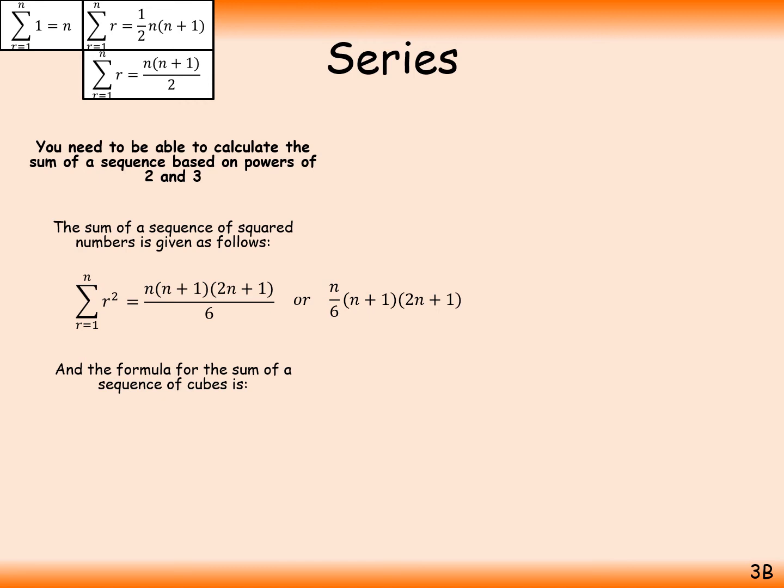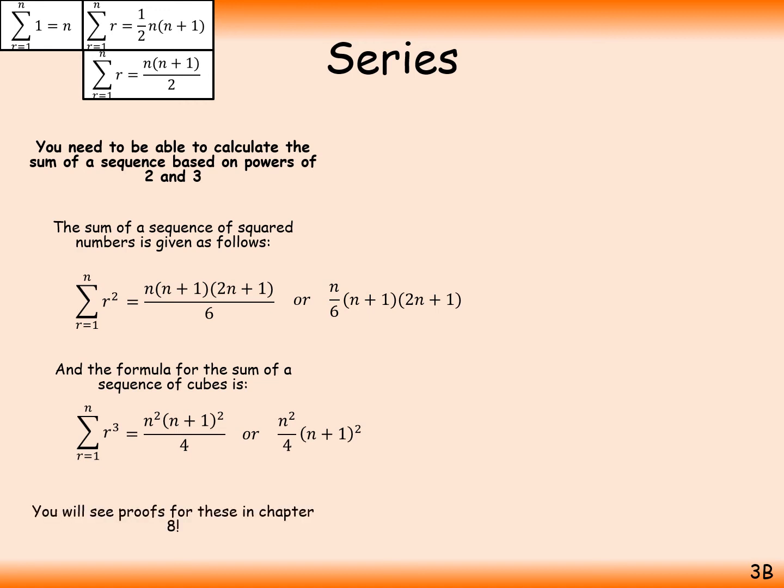And the formula for the sum of the sequence of cubes is sigma r cubed equals n squared bracket n plus 1 all squared all over 4. Or in the formula book, you'll find it written as n squared over 4 bracket n plus 1 squared. Again, we will see proofs for this in chapter 8.